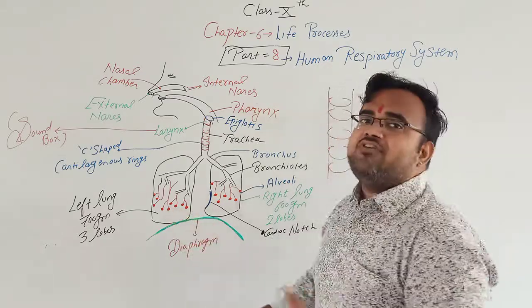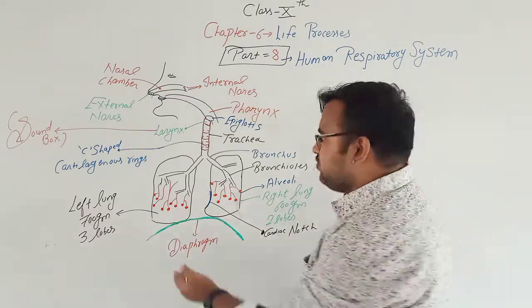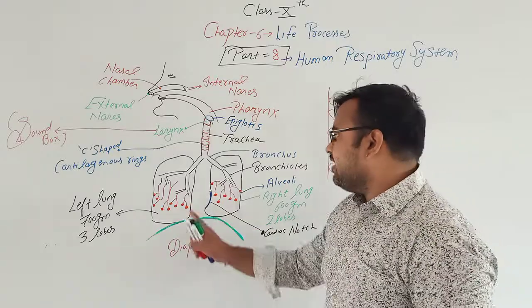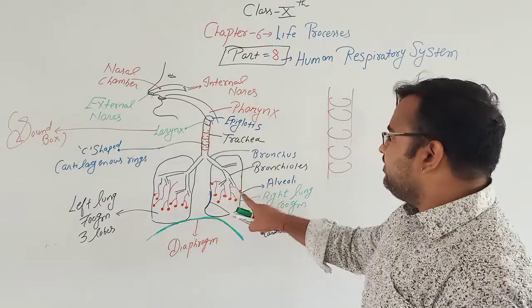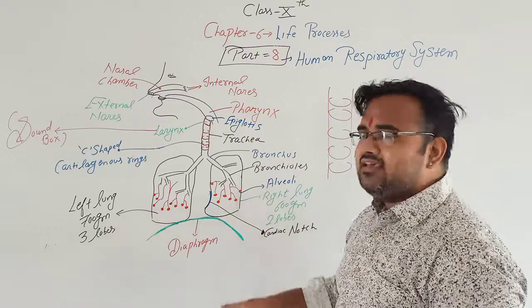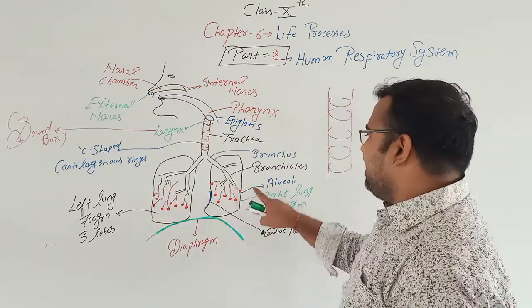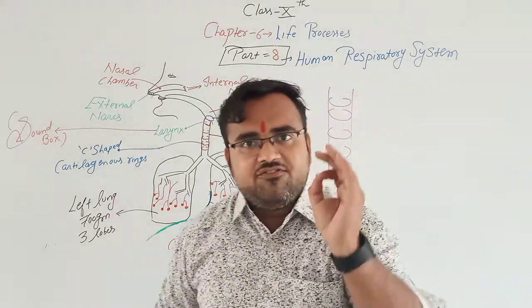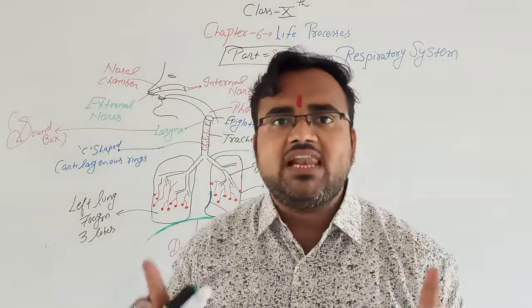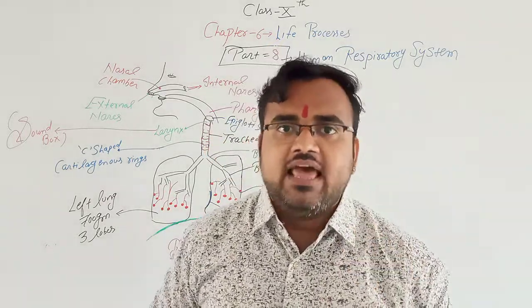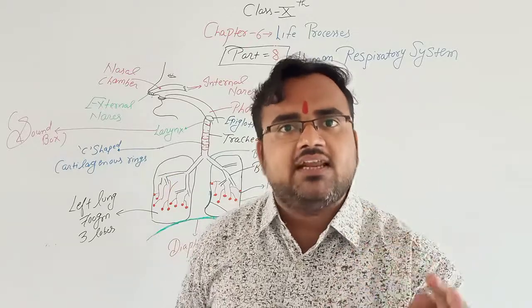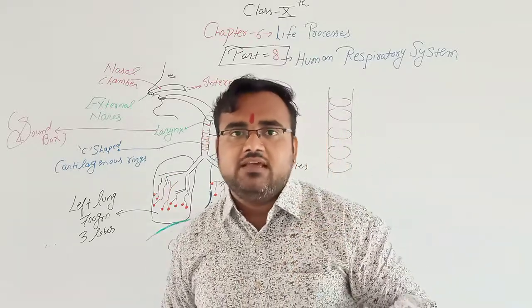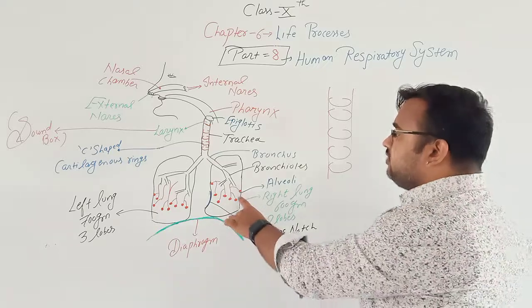At the terminal end of the bronchioles, that means the last end of the bronchioles, there are bag-like or balloon-like structures known as alveoli. And most important point, alveoli are the structural and functional unit of the lungs. Clear?